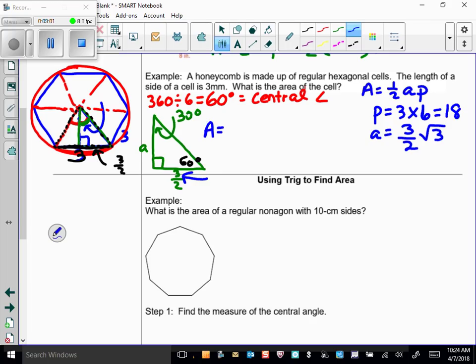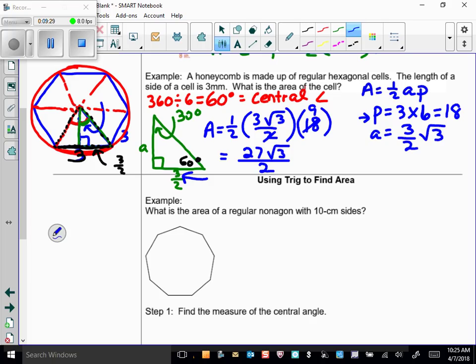So I know that the area is 1/2 times the apothem, which is 3 times the square root of 3 over 2, times the perimeter, which we found over here, which is 18. So let's see here. That's going to cancel with that and give me a 9. So it looks like I'm going to get 27 times the square root of 3 over 2. And that would be, what are they? Millimeters. Square millimeters. Okay, so there's my area.